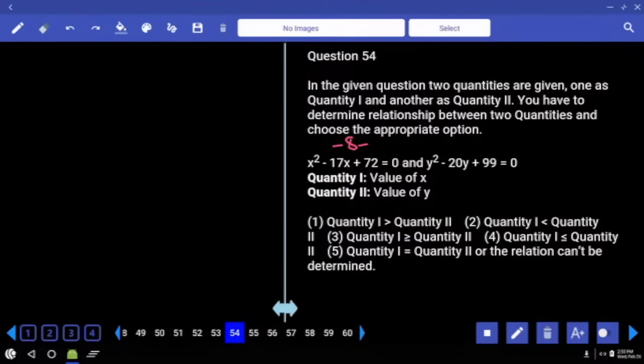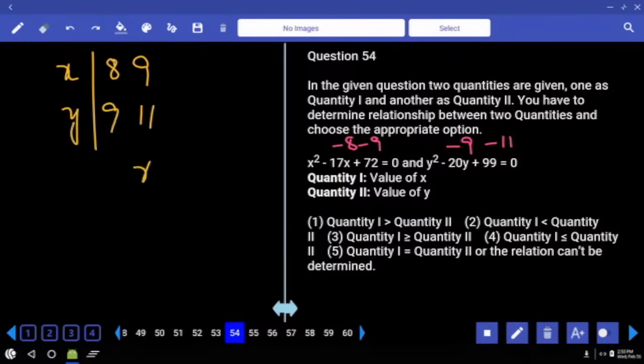Minus 8, minus 9 is the combination here. Minus 9, minus 11 is the combination here. Then the factors for x are 8, 9 and for y 9, 11. X is less than or equal to y.